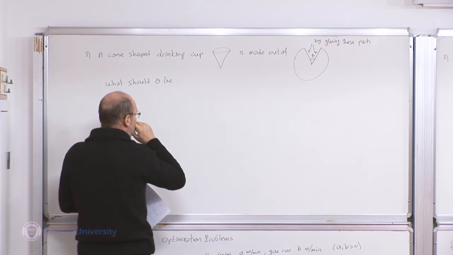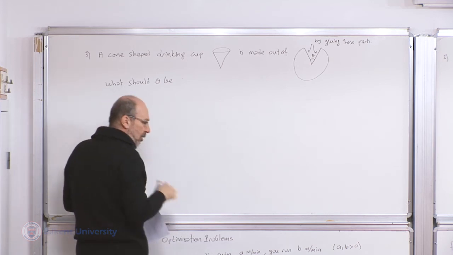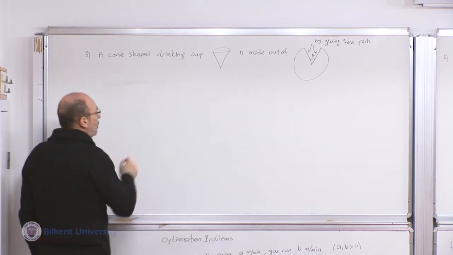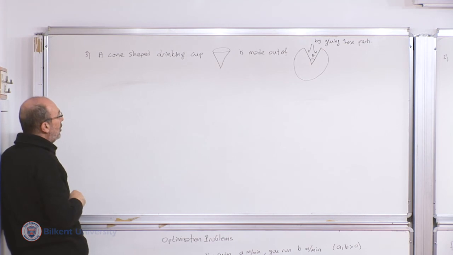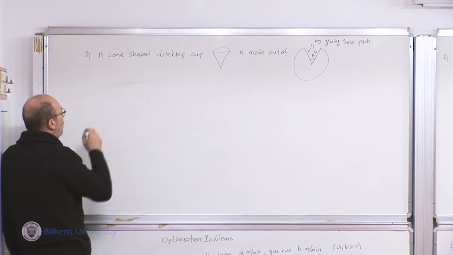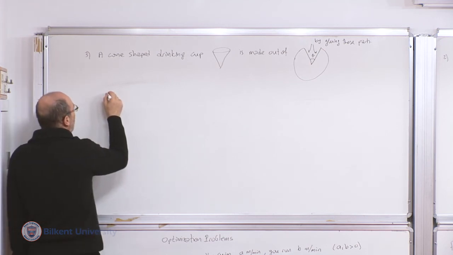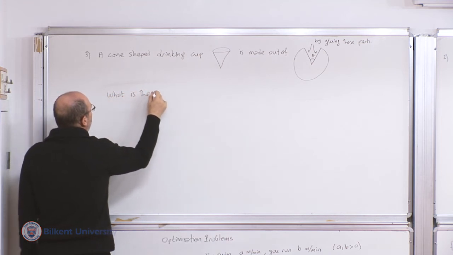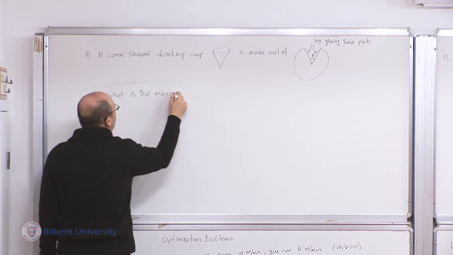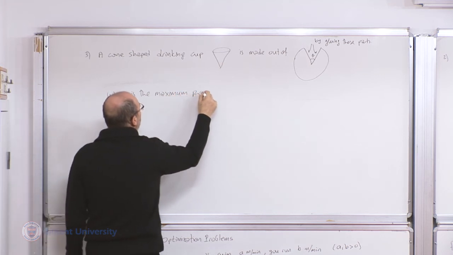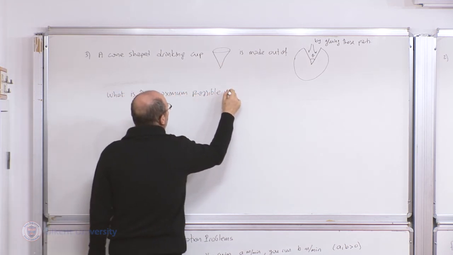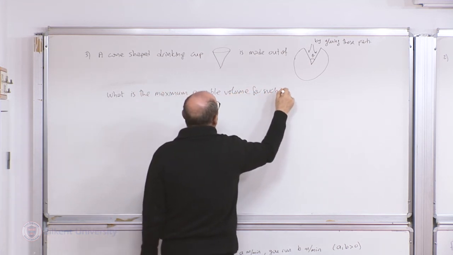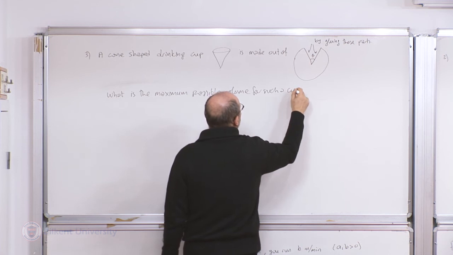So there are two questions here. Let me write both questions. First, of course, we don't have theta. We just have this problem. The first question is, what is the maximum possible volume for such a cup? So this is the first problem.